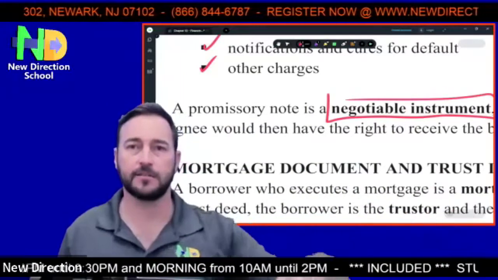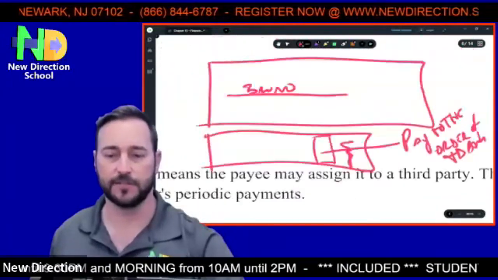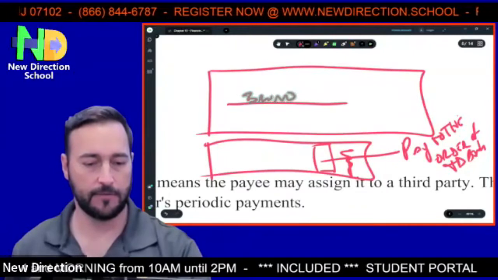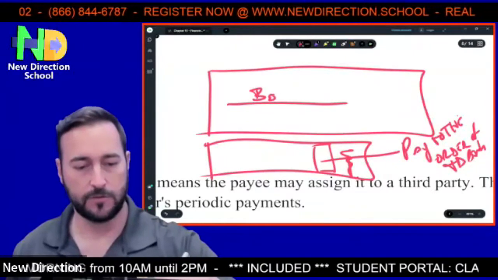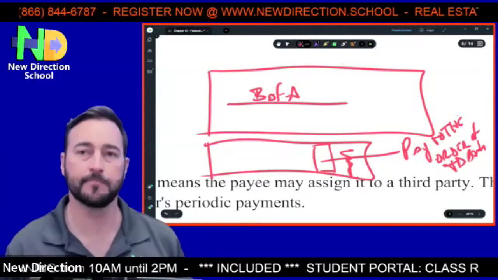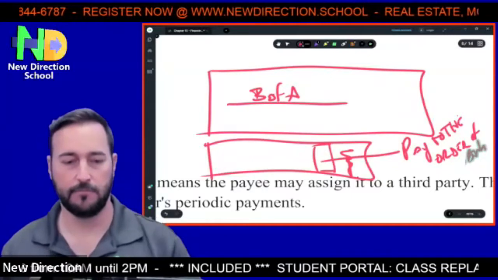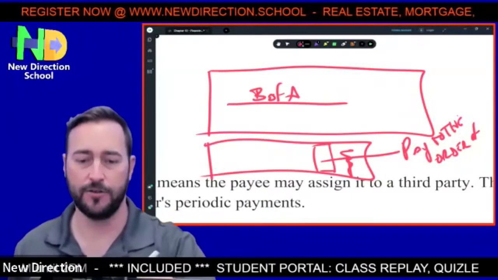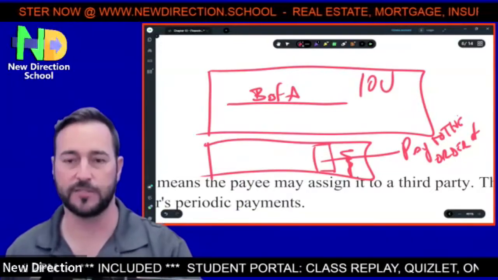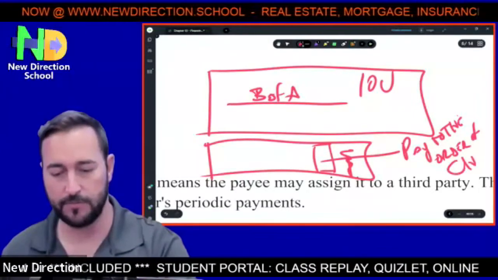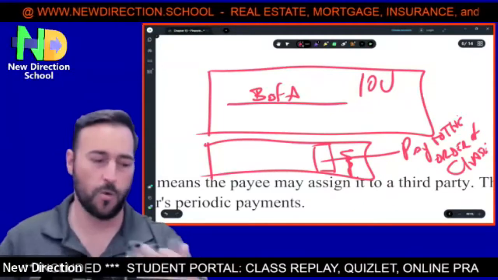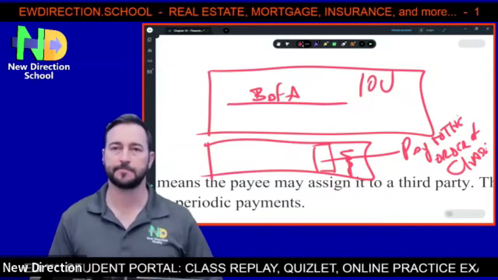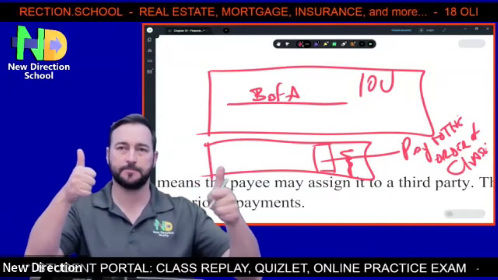Does that make sense? So what just happened was this. You wrote a check to B of A, right? And then what Bank of America did was assign that check, or the IOU, because that's what this is, an IOU, promissory note. They signed that check to Chase or whoever they're transferring to. Good? You guys good with this?